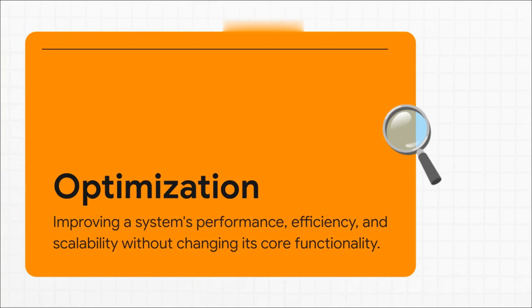So, when we say optimization, what are we really talking about? Well, here's the textbook definition. It's all about improving performance, efficiency, and scalability. But here's the part you really need to remember. We do all of this without changing the system's core functionality. That distinction is absolutely key.